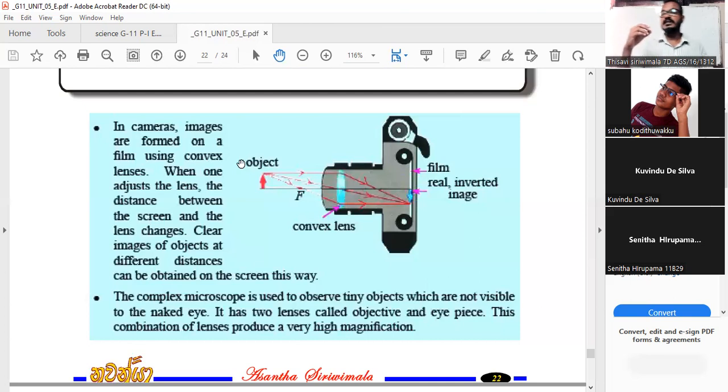So if it takes a lesser amount of time to open and close, it is considered a very high quality camera.